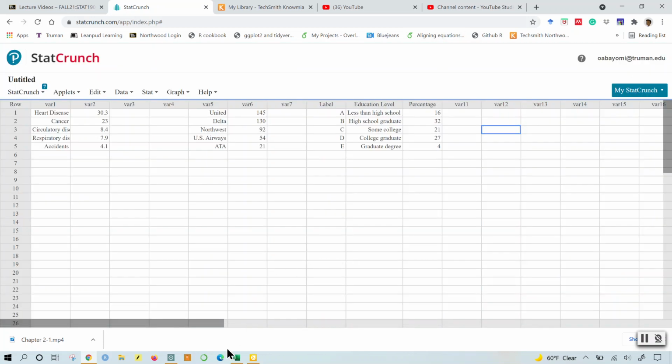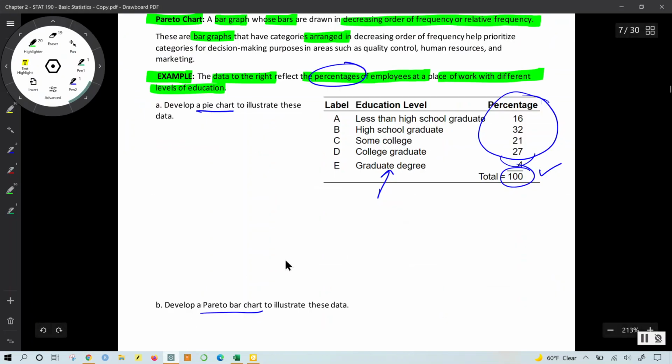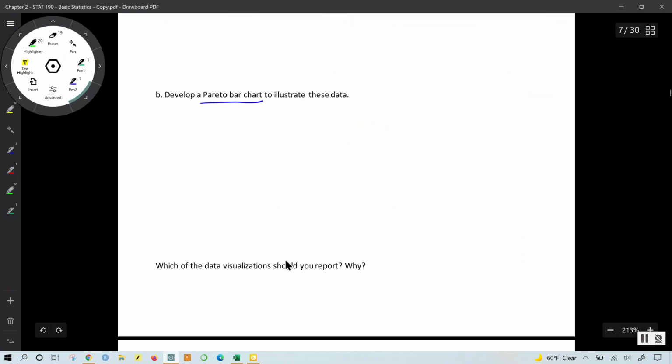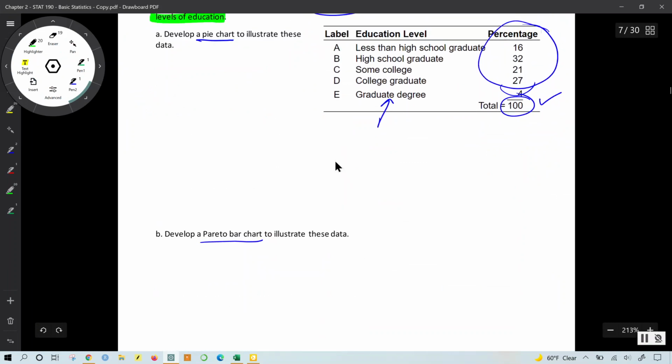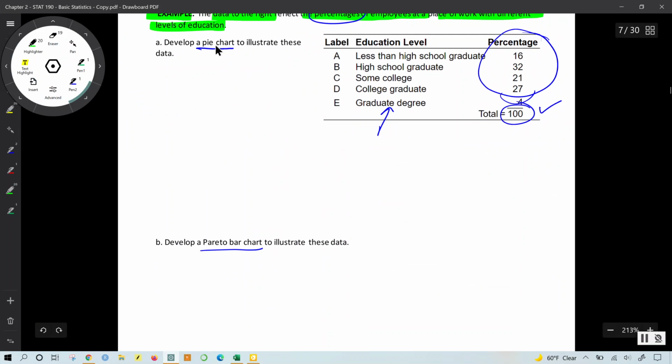All right, with that done, we can then go back to the last question on this page. Which of the data visualizations should you report and why? I will report either. I can use either a pie chart here, and I can also use a bar chart here, depending on which shows what we would like to outline or highlight the most.